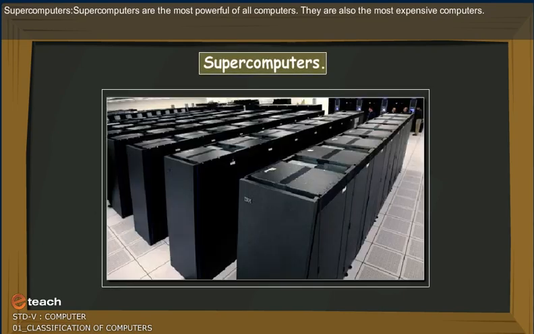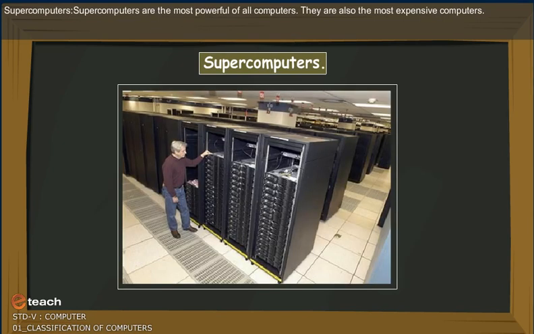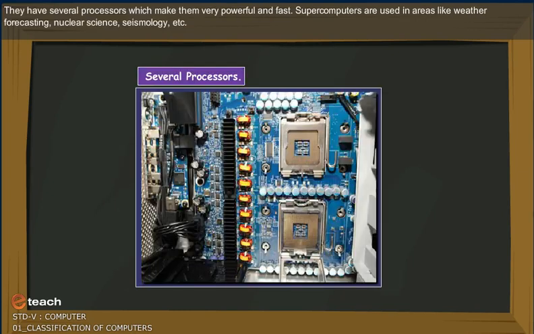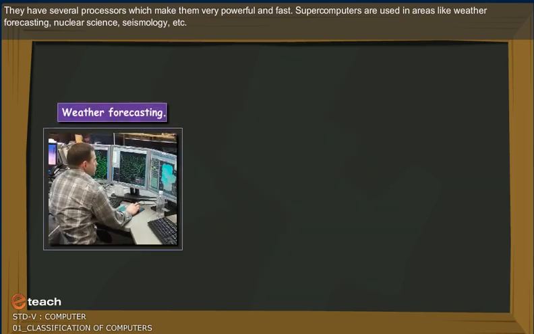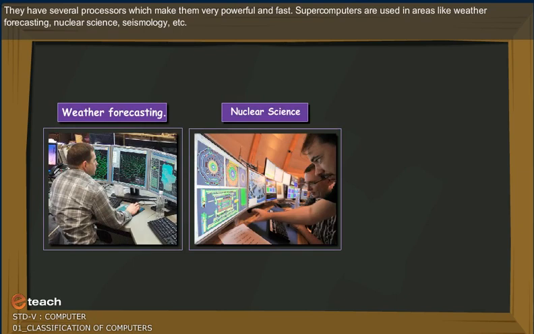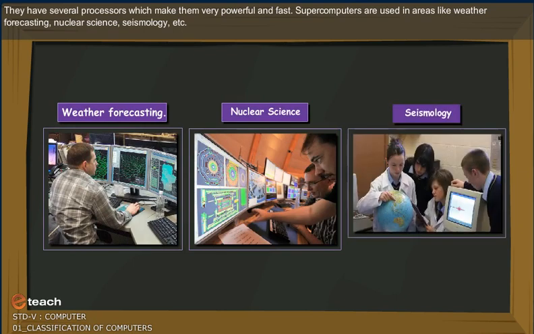Supercomputers. Supercomputers are the most powerful of all the computers. They are also the most expensive computers. They have several processors which make them very powerful and fast. Supercomputers are used in areas like weather forecasting, nuclear science, seismology, etc.